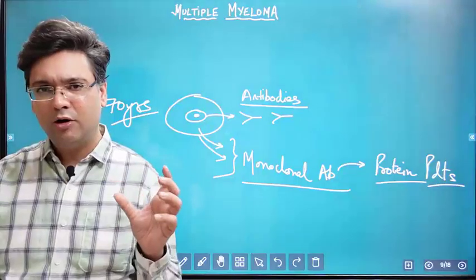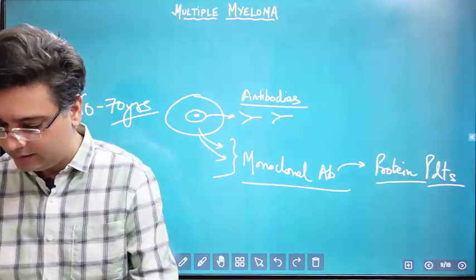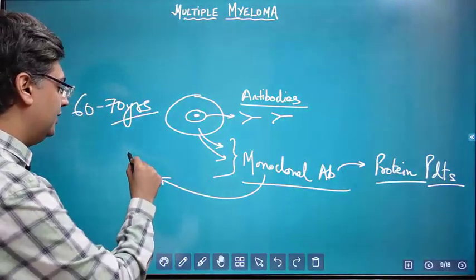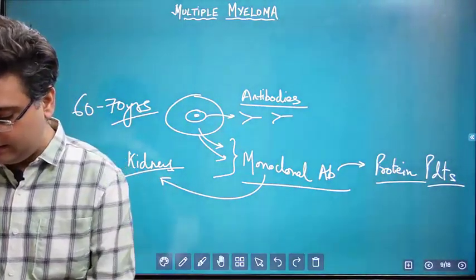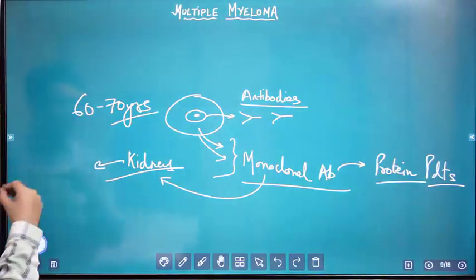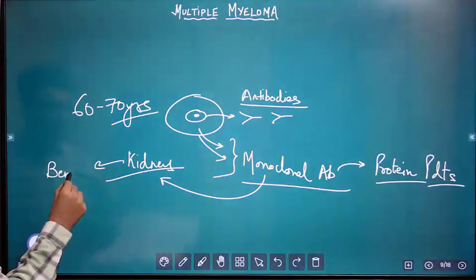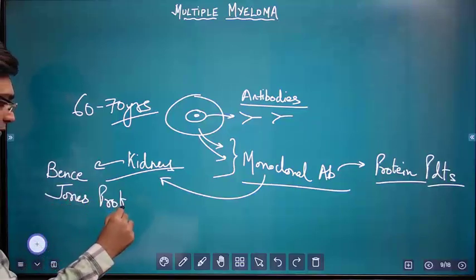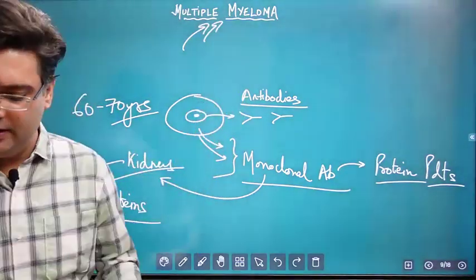Bone pain is also a hallmark, because the cells go into the marrow areas and start proliferating in the marrow areas. Sometimes what happens, these monoclonal antibodies can go to the kidney as well. Okay, right? When they go to the kidney, certain very light chain proteins start getting out of the kidney and are thrown out in the urine, and these light chain proteins are called Bence-Jones proteins. Yes, so Bence-Jones proteins are a hallmark of multiple myeloma.